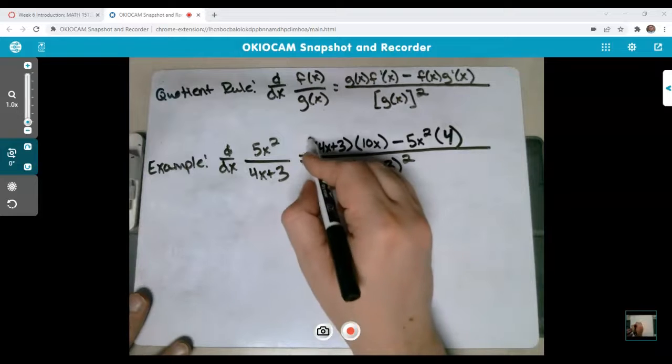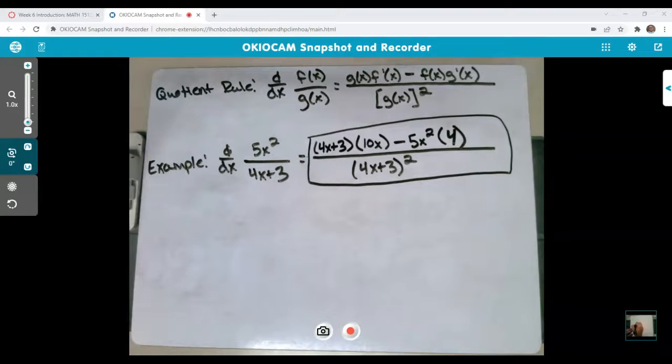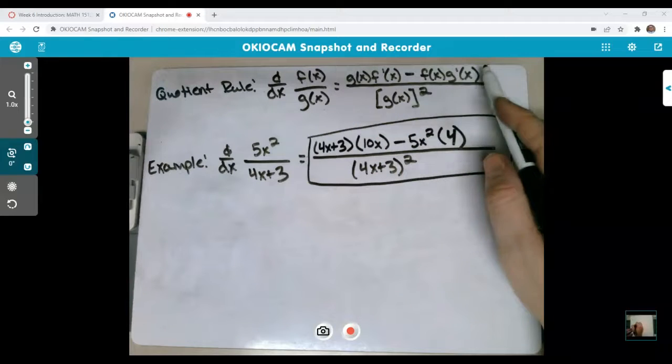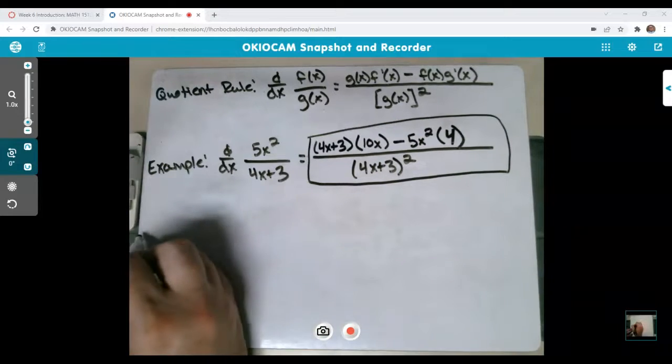Again, you don't have to simplify this. You can just stop right there and you're good. So again, low d high minus high d low over low squared. Another example of using the quotient rule.